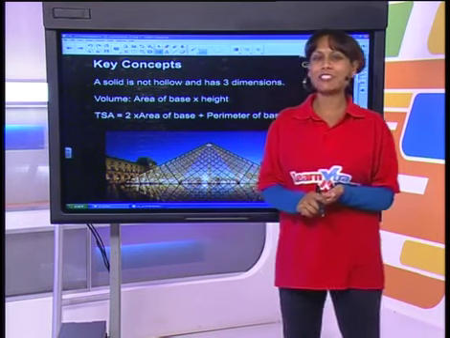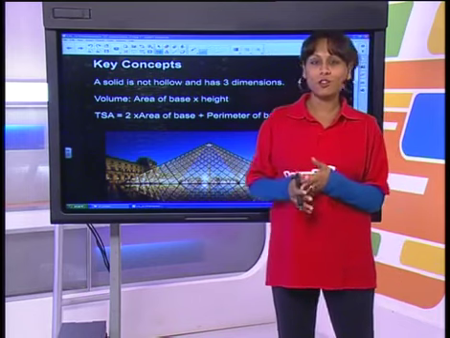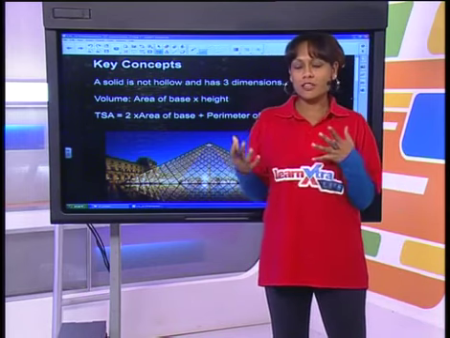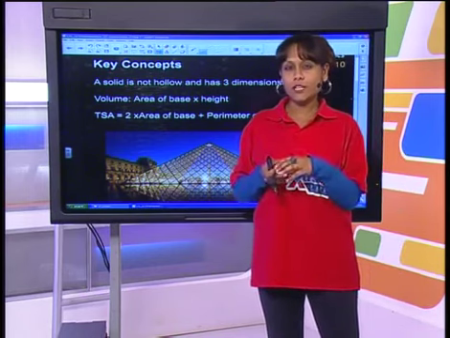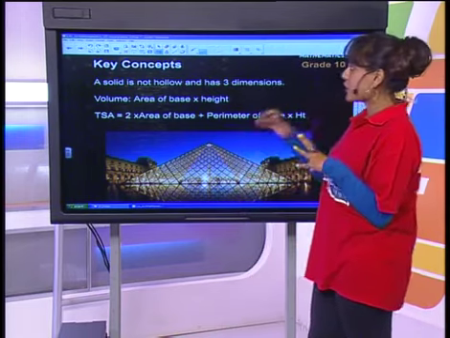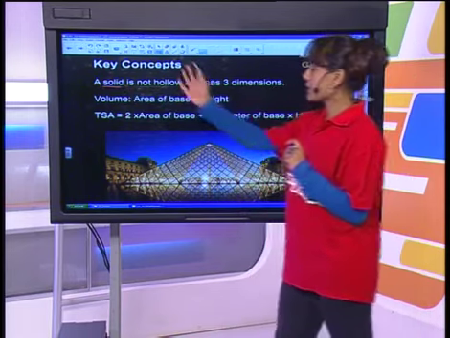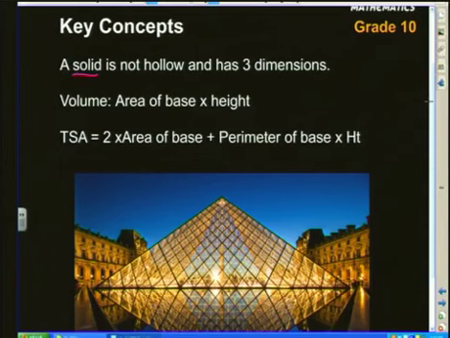grade 10s. So today we're looking at, as I said, volume and total surface area. When you're looking at finding the volume and the total surface area, we're talking about solid shapes. And what is a solid shape? A solid shape is obviously not hollow, and it has 3 dimensions. The formulae I've put up on the screen: volume is the area of the base times height, and total surface area is 2 times area of base plus perimeter of base times height.